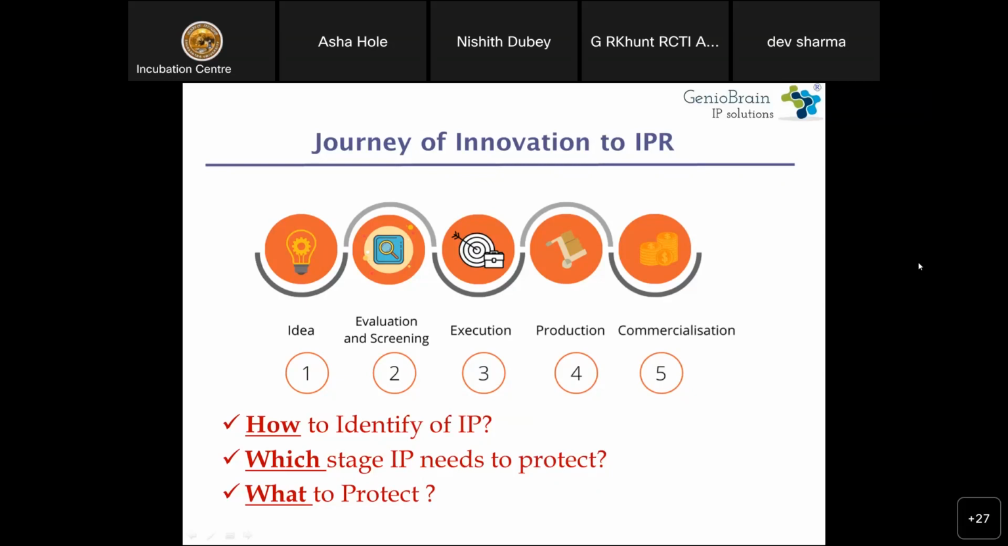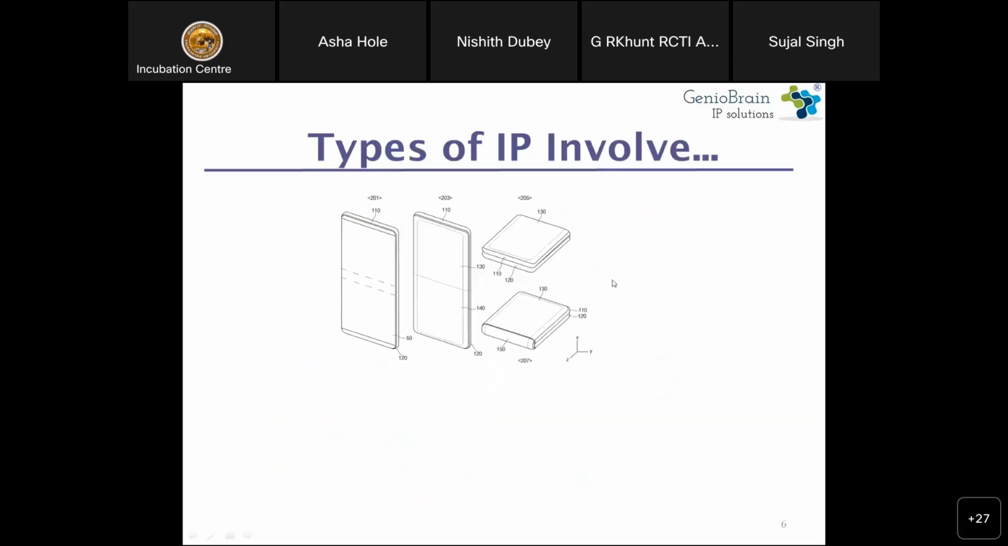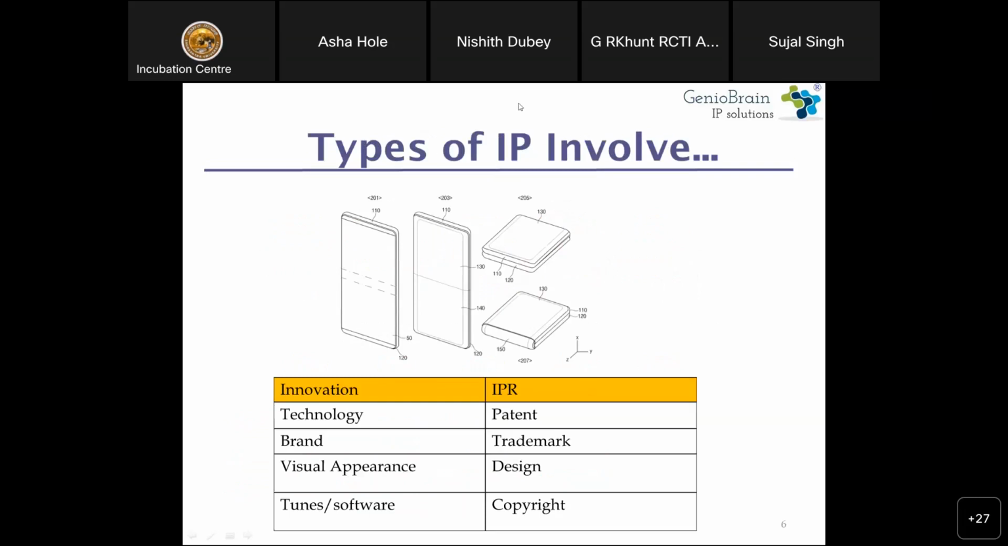Now what you need to do in this journey or process, as a scientist, is identify your IP. Second, at which stage you need to protect your IP, and which type of IP, which obviously has been covered in identifying the IP. At which stage you need to protect your IP and what to protect. So here we have one example. This is the type of IP involved. So how could you identify your IP? Here this is a mobile phone, right?